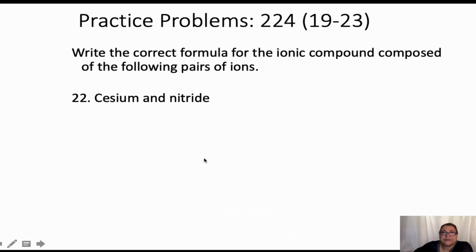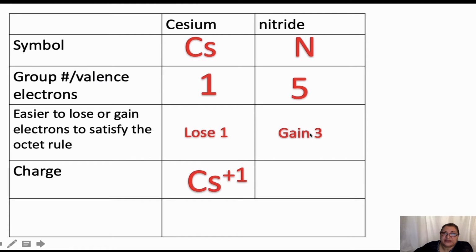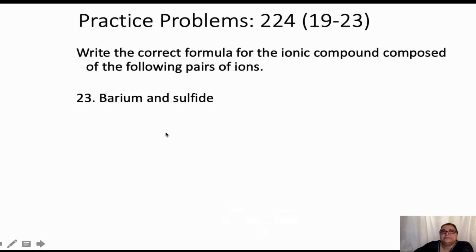I think we have one more. Cesium and nitrogen. Cesium is in 1A. Nitrogen is in 5A. To satisfy the octet, it's easier to lose 1 than gain all 7 to get to 8. And for nitrogen, it's easier to gain 3 than lose all 5, so it requires less energy. When you lose 1, it becomes positive 1. Then this one is negative 3. Crisscross, it takes 3 cesium for every 1 nitrogen. Okay, one more.